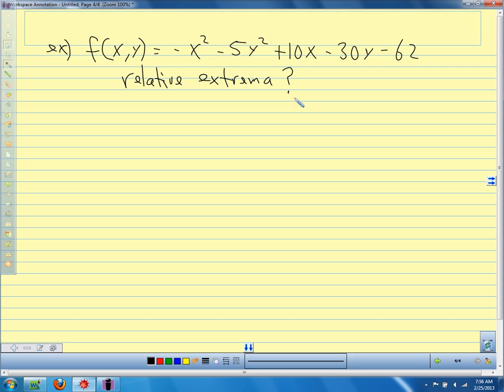So just looking at this function off the top, trying to figure out what it looks like, it's not set up really nicely to figure out what a graph might look like. So it's a little hard to do this the way we talked about the paraboloid. So we're going to go through our process. What's our partial with respect to x of this function? Minus 2x plus 10. And the partial with respect to y? Minus 10y minus 30.